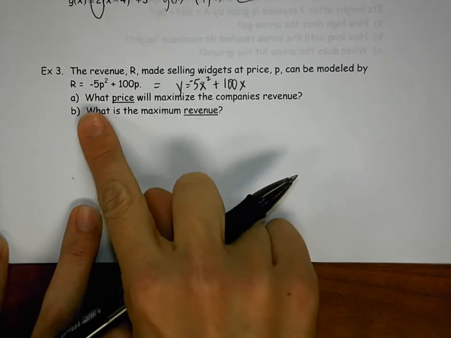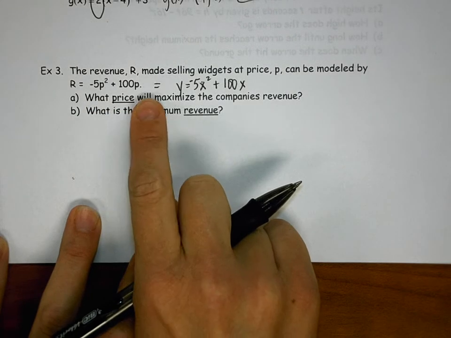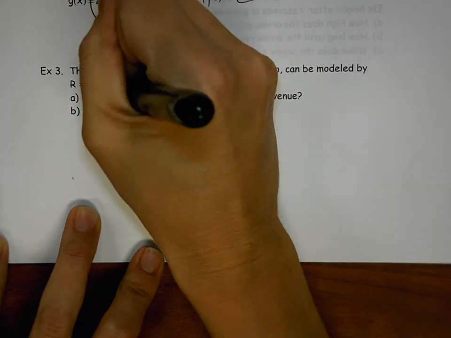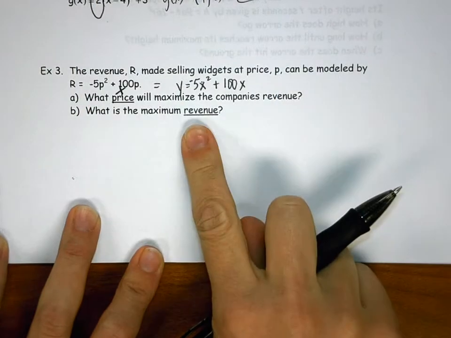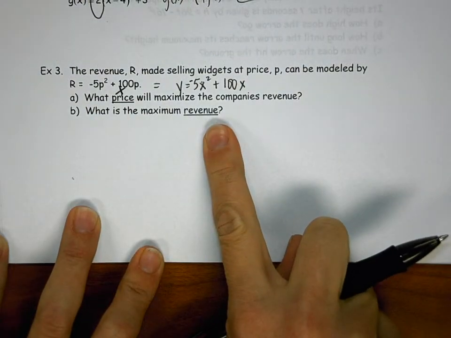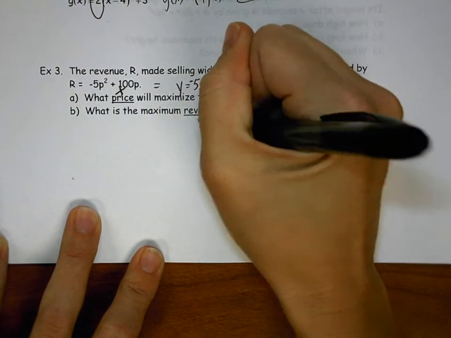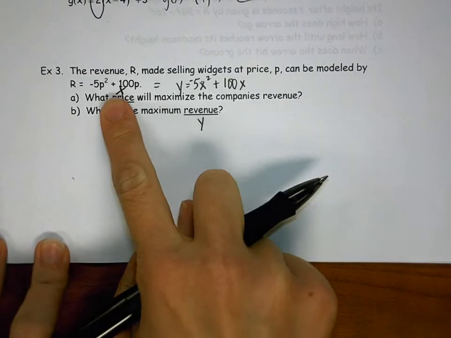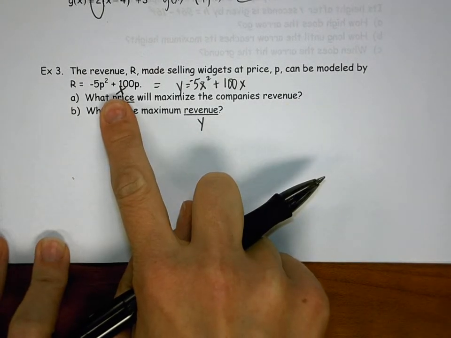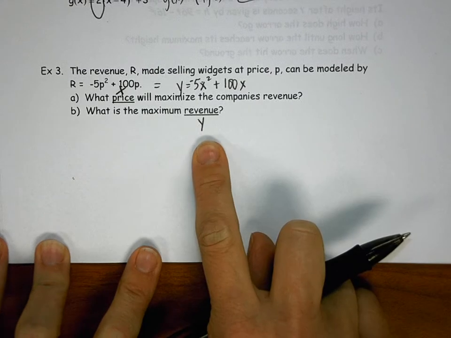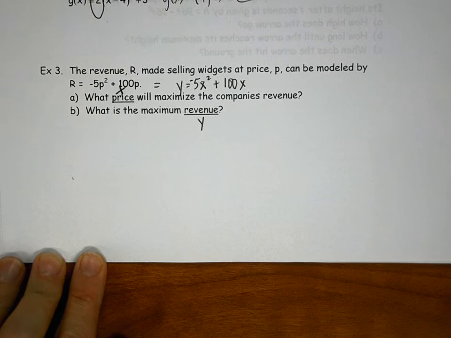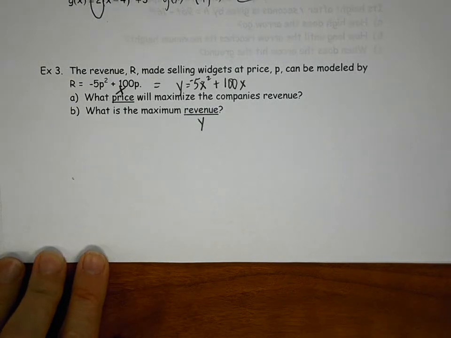On A, it says what price. Do you think price is going to be P or R? P, which means you're going to be dealing with the X or the Y? X. Here it says revenue, which is R, which is going to be the Y. So it says what price will maximize the company's revenue. That is going to be the X value of the vertex. This is going to be the Y value of the vertex. Now, is this written in vertex form? No. How do we find the vertex?